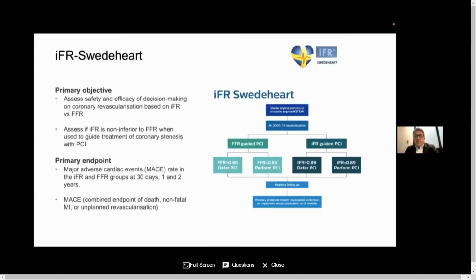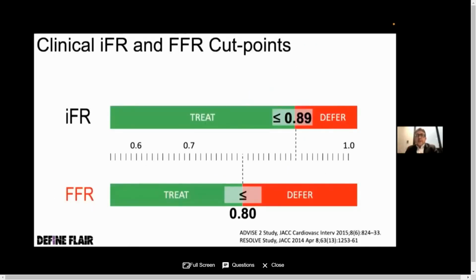Similarly, at the same time, Matthias Götberg of Lund in Scandinavia, as part of the SWEDEHEART registry, ran the iFR-SWEDEHEART study, a very similar study design, but 2,000 patients, one-to-one randomization. The key difference here is that this was a randomized registry as opposed to a randomized trial. But the beautiful thing, because we designed these two studies together, is the definitions were identical, as was the MACE. So it enabled us to look at both of these studies individually, but also to combine them together to give us more power. Just to give you an insight, the cut point for FFR is 0.80. The cut point for iFR is 0.89. And we used these in both of these studies, as had been used before in the FAME and FAME 2 studies.